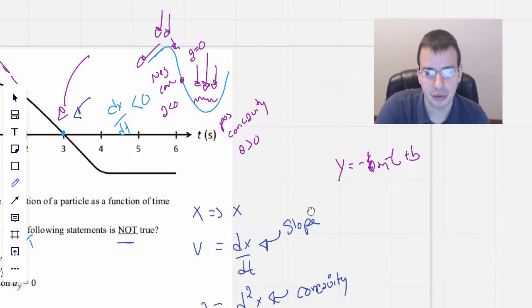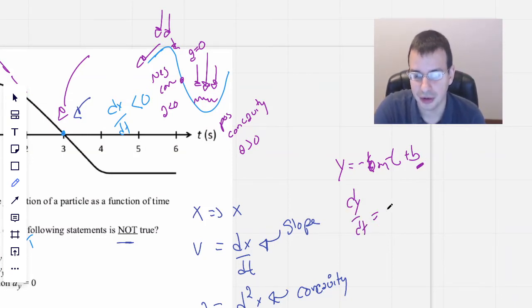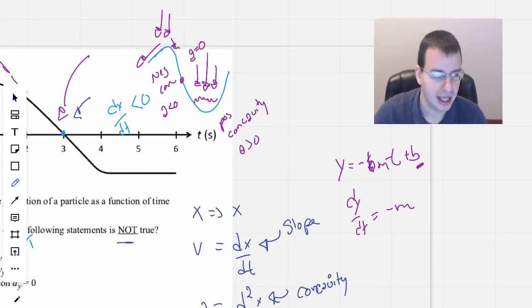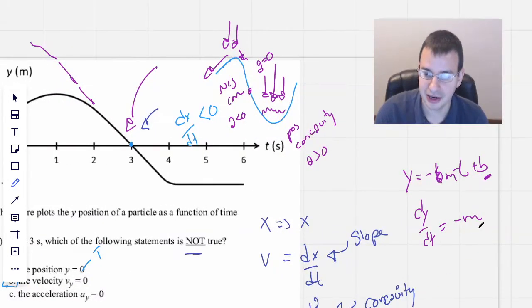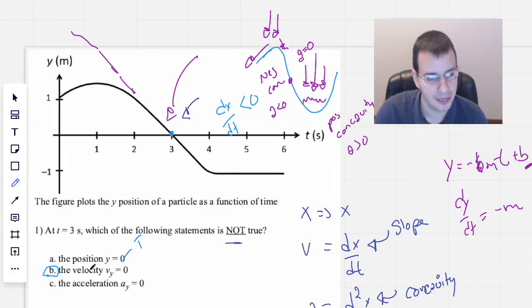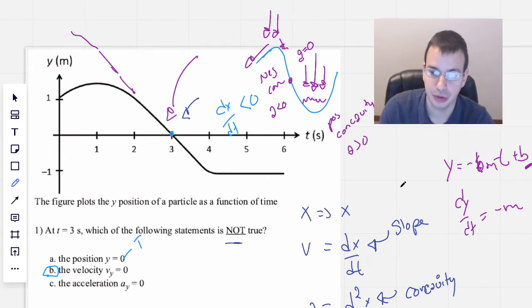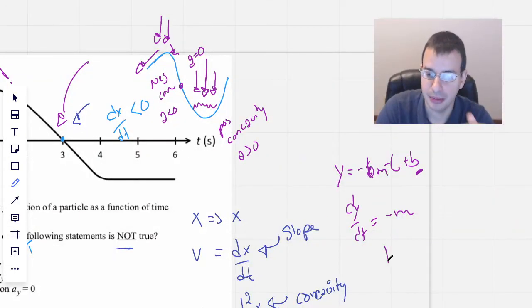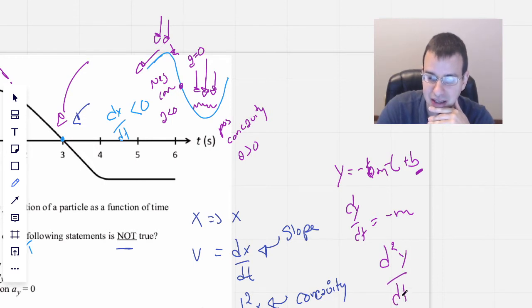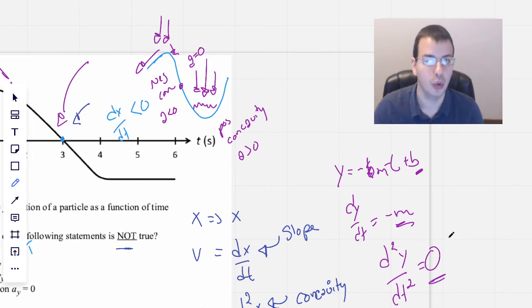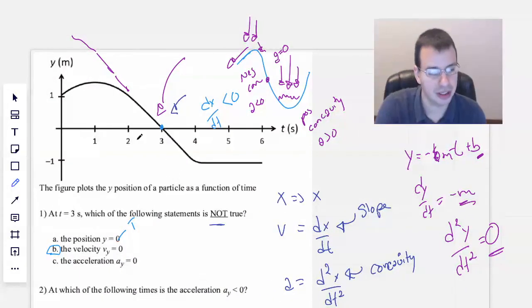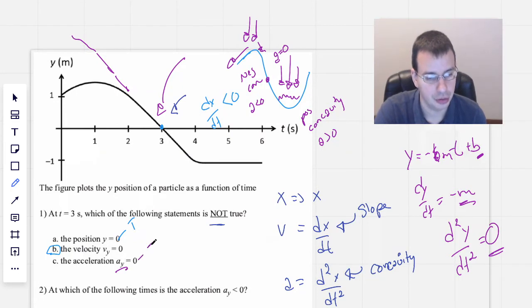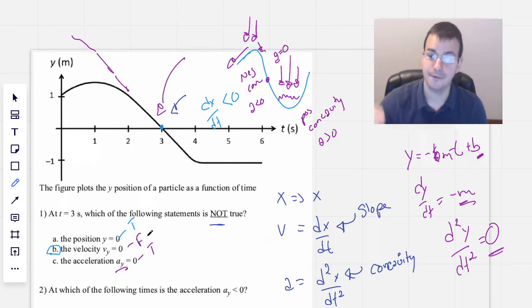Well, we take the derivative of that with respect to time, dy/dt. The b goes away, and we're left with negative m. That's the slope. And so negative m, where m is assumed to be a positive number, is one of the reasons we can see that this velocity does not equal 0, because it's negative. But then if we take the derivative of y again, this m is a constant, and that equals 0. So acceleration will equal 0. So that's one way you can see that this is also true. So true, true, and false.